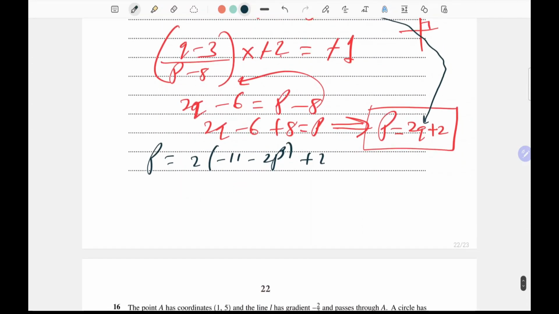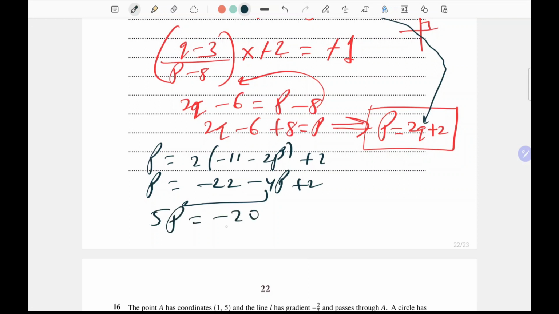We don't have space, so here itself we have to manage. This is p, and this is minus 22 minus 4p plus 2. Take this side, guys. 5p minus 22 plus 2. This is minus 20. P is minus 20 over 5. This is p is minus 4.